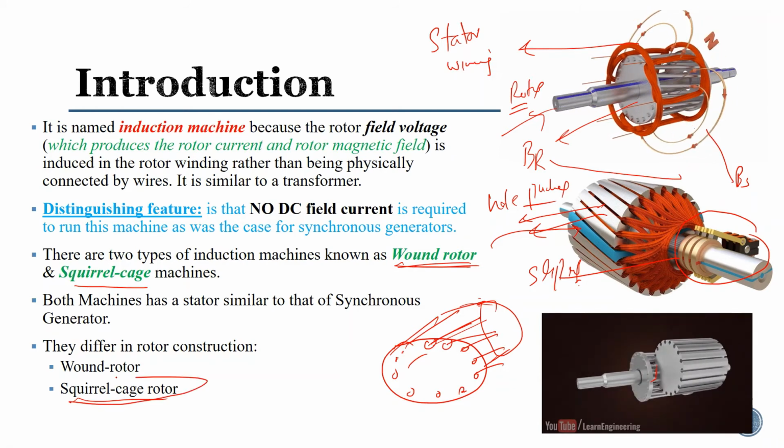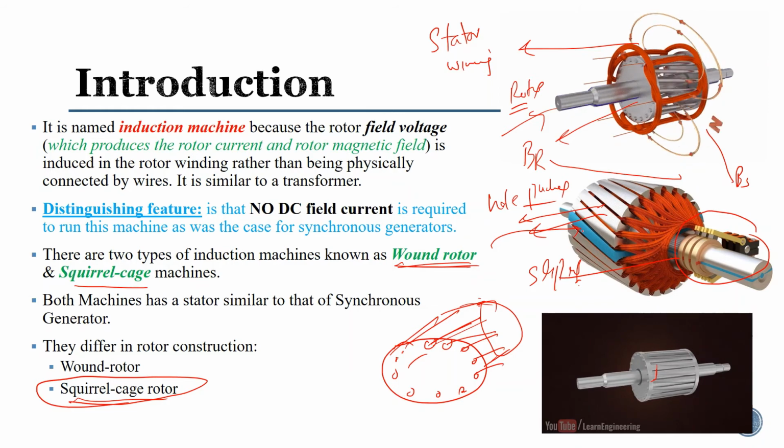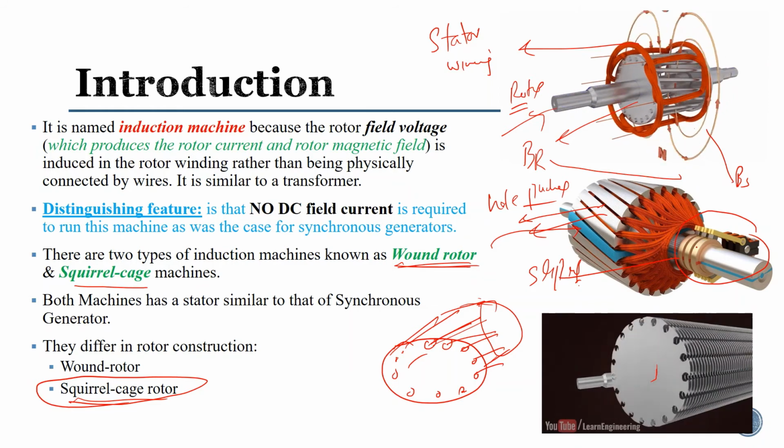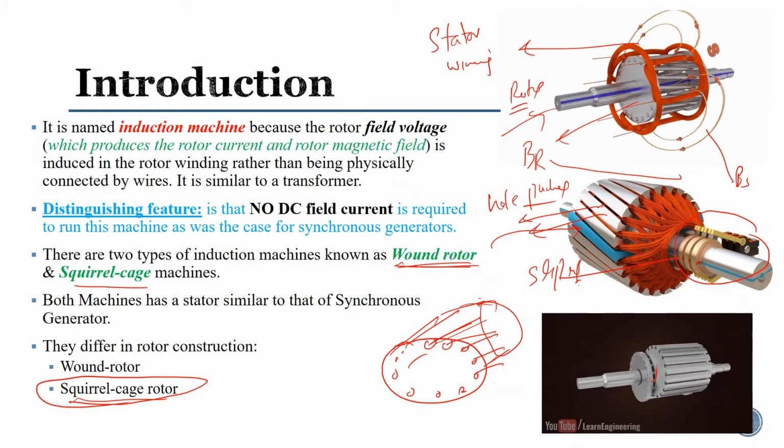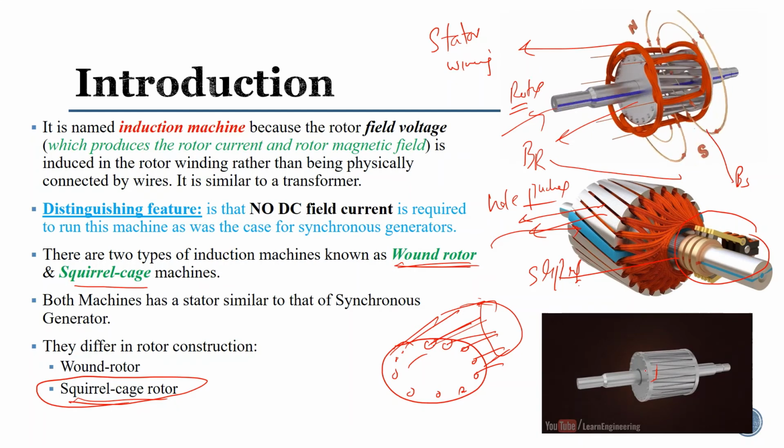The squirrel cage rotor is more efficient than the wound rotor configuration, because you need extra slip rings in the wound rotor for functionality, and also this structure is more rugged.